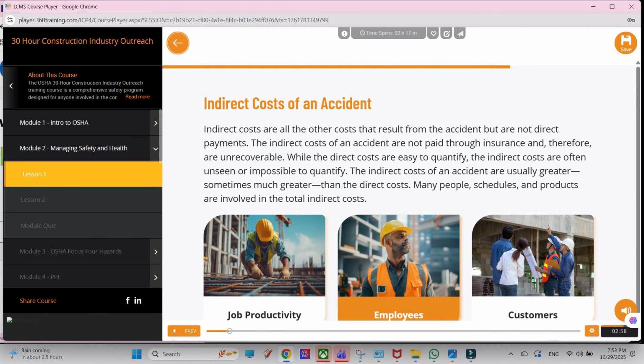Indirect costs of an accident. Indirect costs are all the other costs that result from the accident but are not direct payments. The indirect costs of an accident are not paid through insurance and, therefore, are unrecoverable. While the direct costs are easy to quantify, the indirect costs are often unseen or impossible to quantify. The indirect costs of an accident are usually greater, sometimes much greater, than the direct costs.